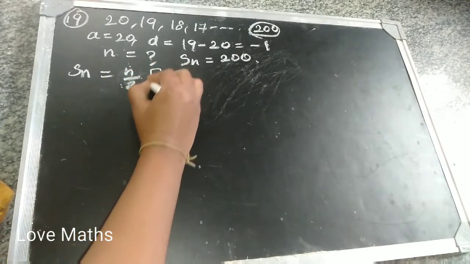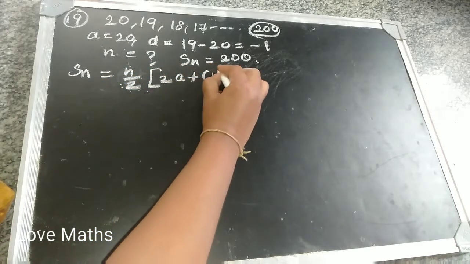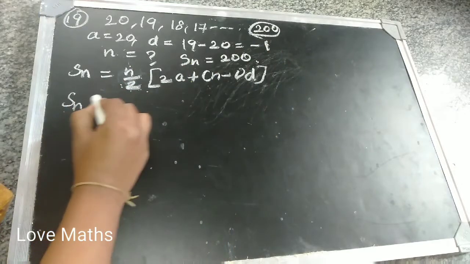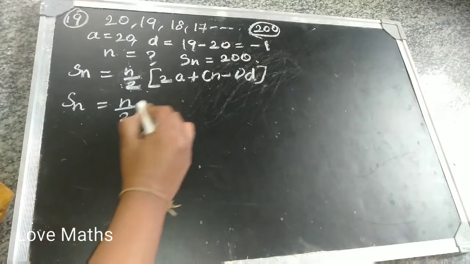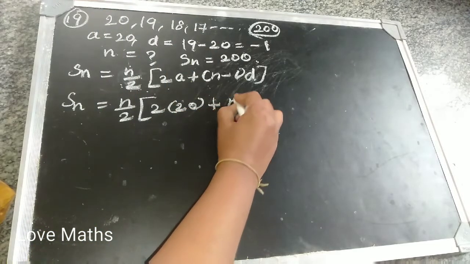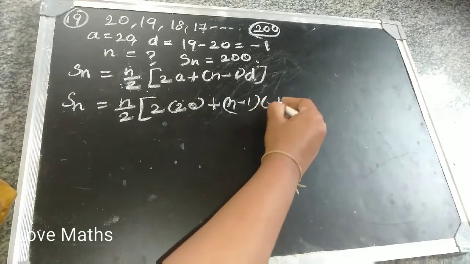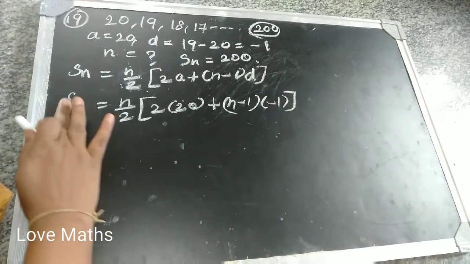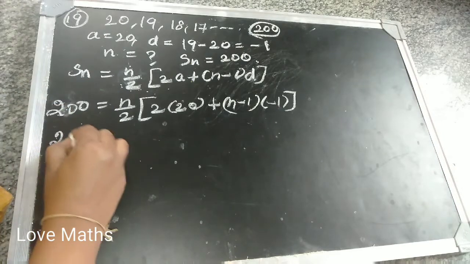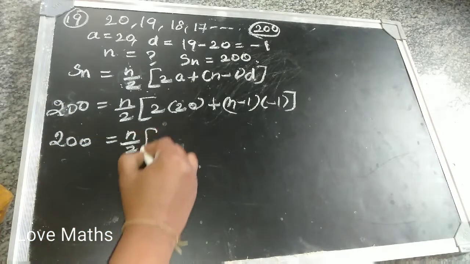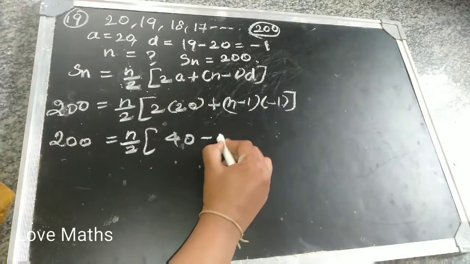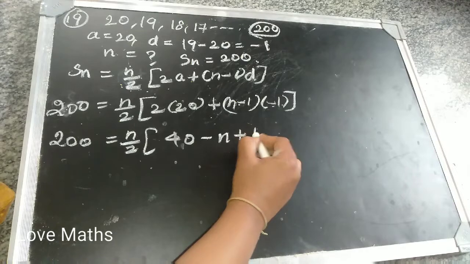N by 2 into 2a plus n minus 1 into d. Now I need Sn, only n I don't know. Keep n like that. N by 2 into 2, A is what? 20, plus n minus 1, D is what? Minus 1. This Sn is what? How much is given? 200. Next, 200 is equal to n by 2 into 2 into 20, 40, plus minus 1 into n, n, minus into minus, plus 1.